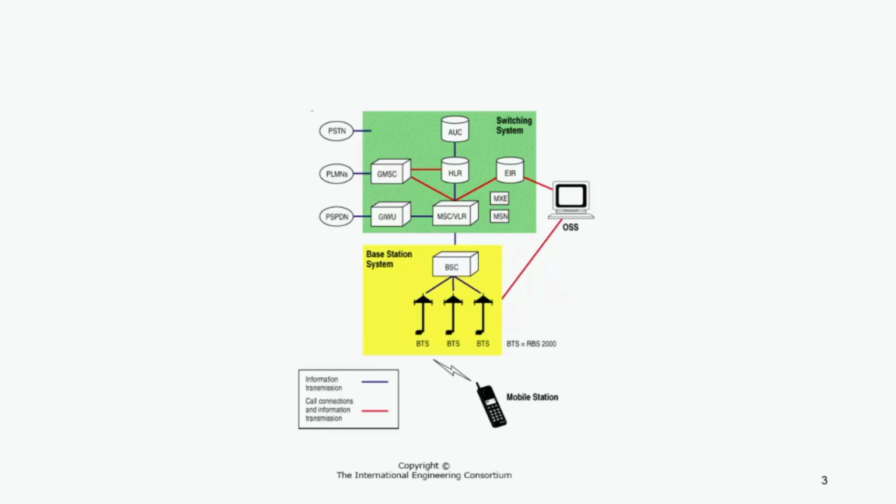Both switching system and base station system consist of different subcomponents as you can see in the picture. Two components of base station system, as already discussed, are base station controller and base transceiver system. A BSS can have multiple BTS. A mobile station, MS, which is your mobile, can connect to any of the base stations.